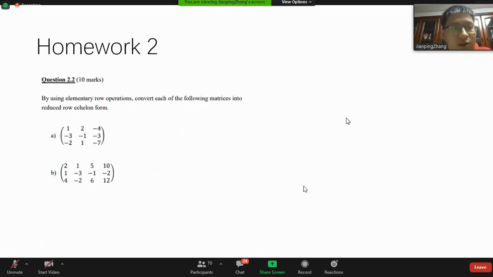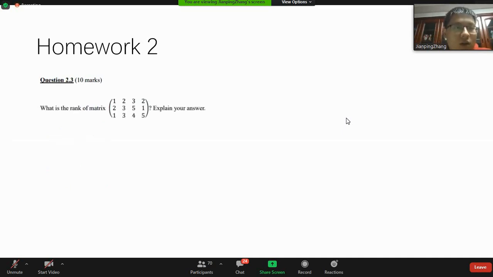And we turn to the second question. We use elementary row operations to convert them to the reduced echelon form. So it's also a simple question, but you need to be careful with the calculations. The third one is also easy, to find the rank. I guess most of you are correct on these questions, so I will skip it.